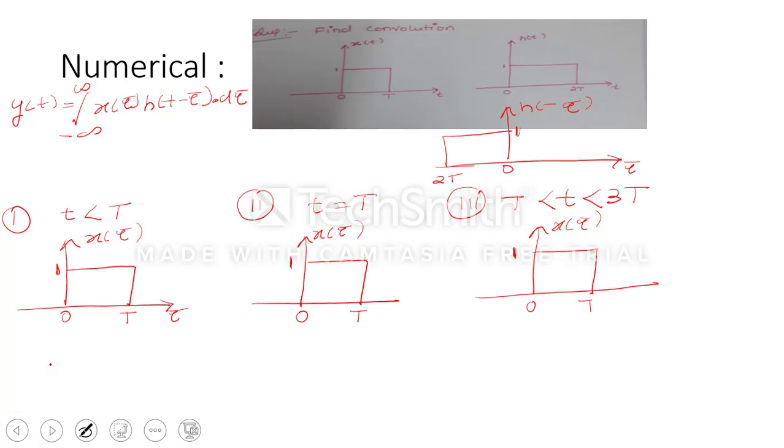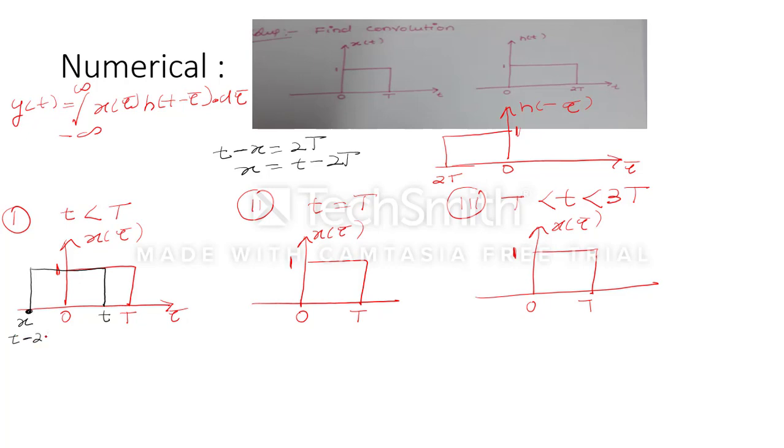So suppose here, the case where I said small t is less than capital T, my h(minus tau) will look like this. Suppose t is coming here, so we don't know what point this is. Suppose it is x. We know that the length of the total signal is 2T. So definitely small t minus x will be equal to 2T. So you can say x is nothing but t minus 2T. So this point x is nothing but t minus 2T. Here you will see the overlapping area will be 0 to t.